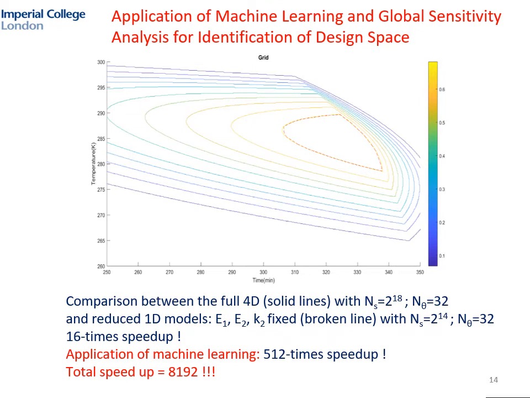With this reduced model, we identify design space, and results presented on this plot show that the design space shape is identical to the benchmark result, but obtained with much lower number of points in the process parameter space. And the application of both machine learning and global sensitivity analysis results in 8,000 times speed up.